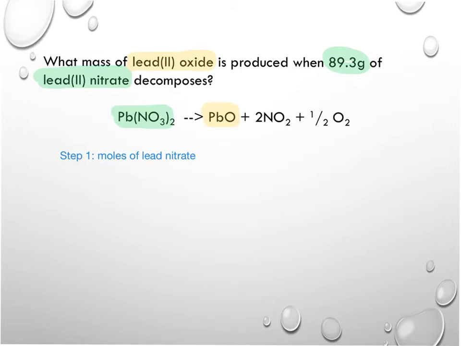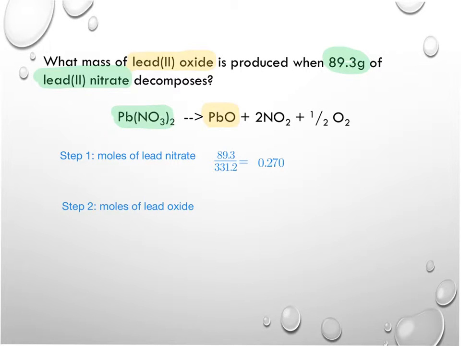Step 1. Moles of lead nitrate. This can be calculated using the mass of lead nitrate and the Mr. The mass is 89.3 and the Mr is 331.2. This is 0.270 to 3 significant figures.